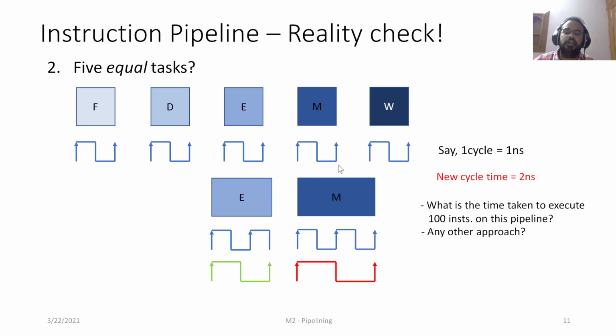If it is not possible, what it means is, the fetch, decode, and write back are taking 1 nanosecond, execute is taking 1.5 nanosecond, and memory is taking 2 nanoseconds. It's called unbalanced pipeline stages, right? And obviously the throughput will be far from the ideal throughput, because every other stage needs to wait for the slowest stage to finish its task.